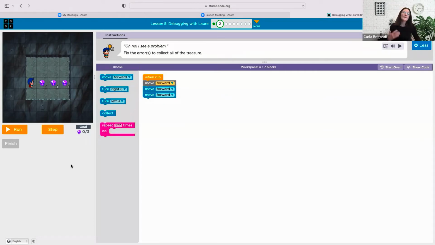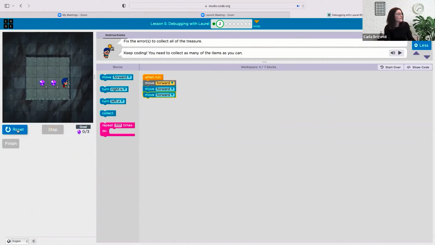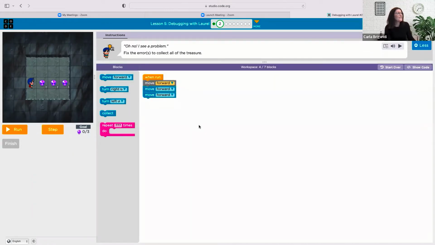But you know, I'm going to use the step feature, and I'm going to walk her through step by step. She's moving forward, she's moving forward, and she's moving forward. I'm going to reset this. So, oh no, I see a problem. Let's read the instructions. It's important to read instructions.